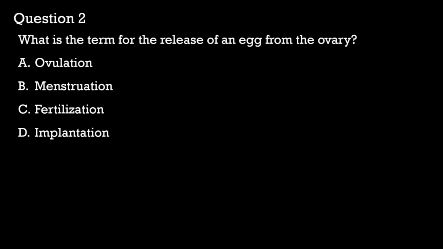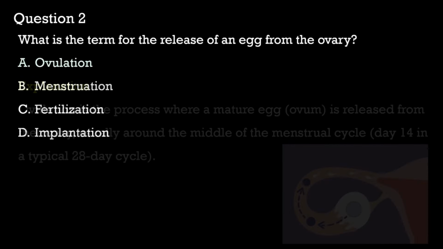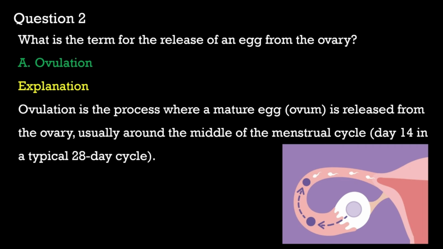In option B, menstruation is the shedding of the uterine lining when no pregnancy occurs. Fertilization is the union of a sperm and egg to form a zygote, while implantation is the attachment of the fertilized egg to the uterine wall. So our answer here is option A. Ovulation is when the mature egg or the ovum is released from the ovary, and then the egg travels into the fallopian tube where it may meet the sperm for fertilization.